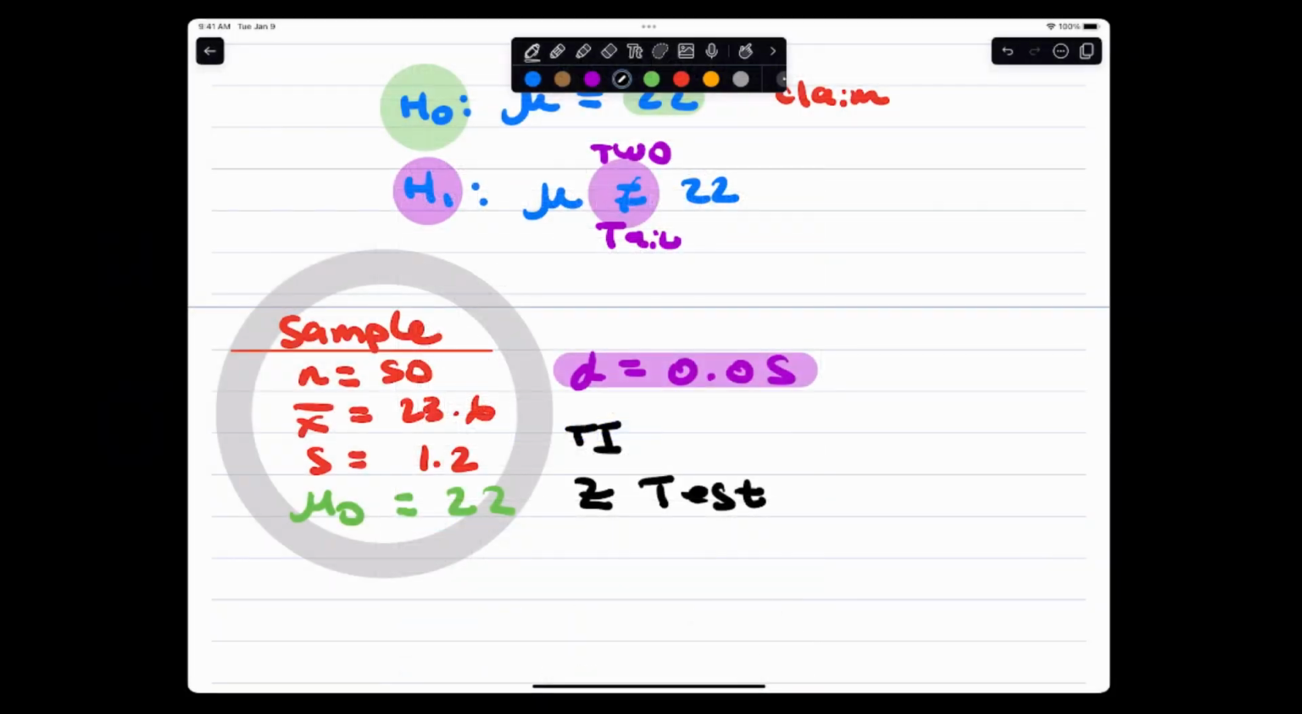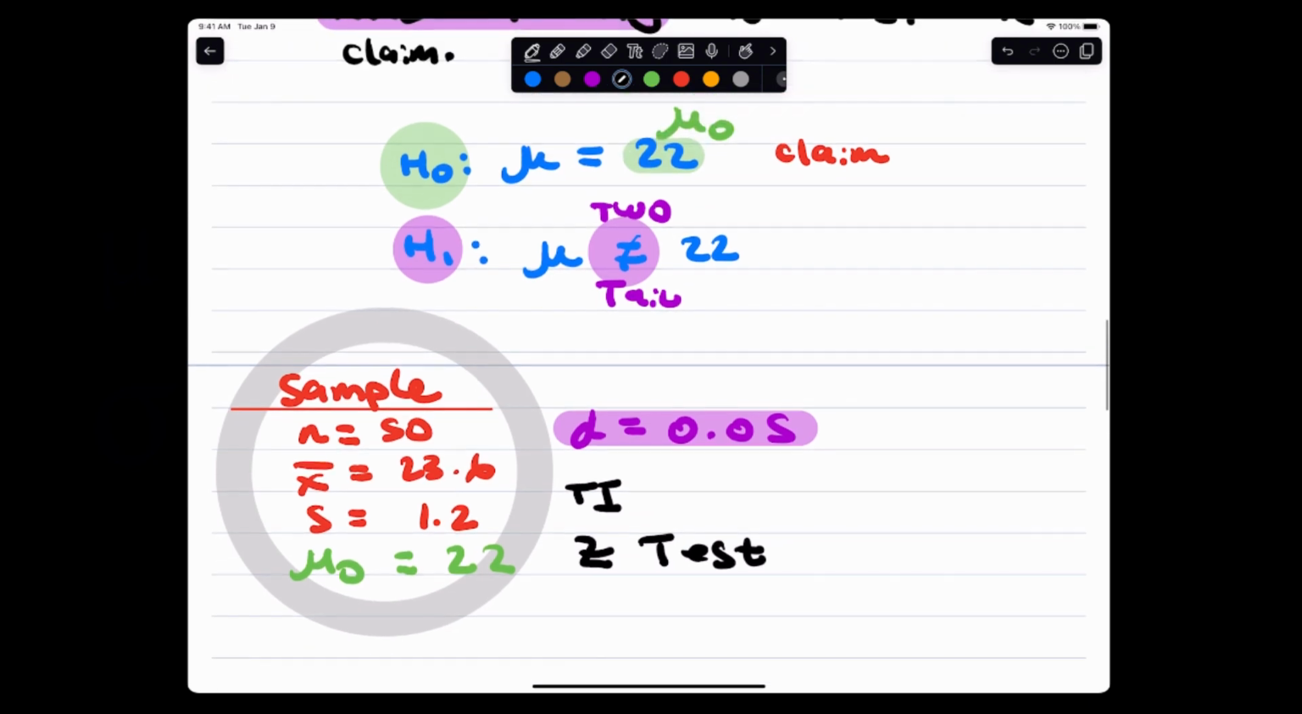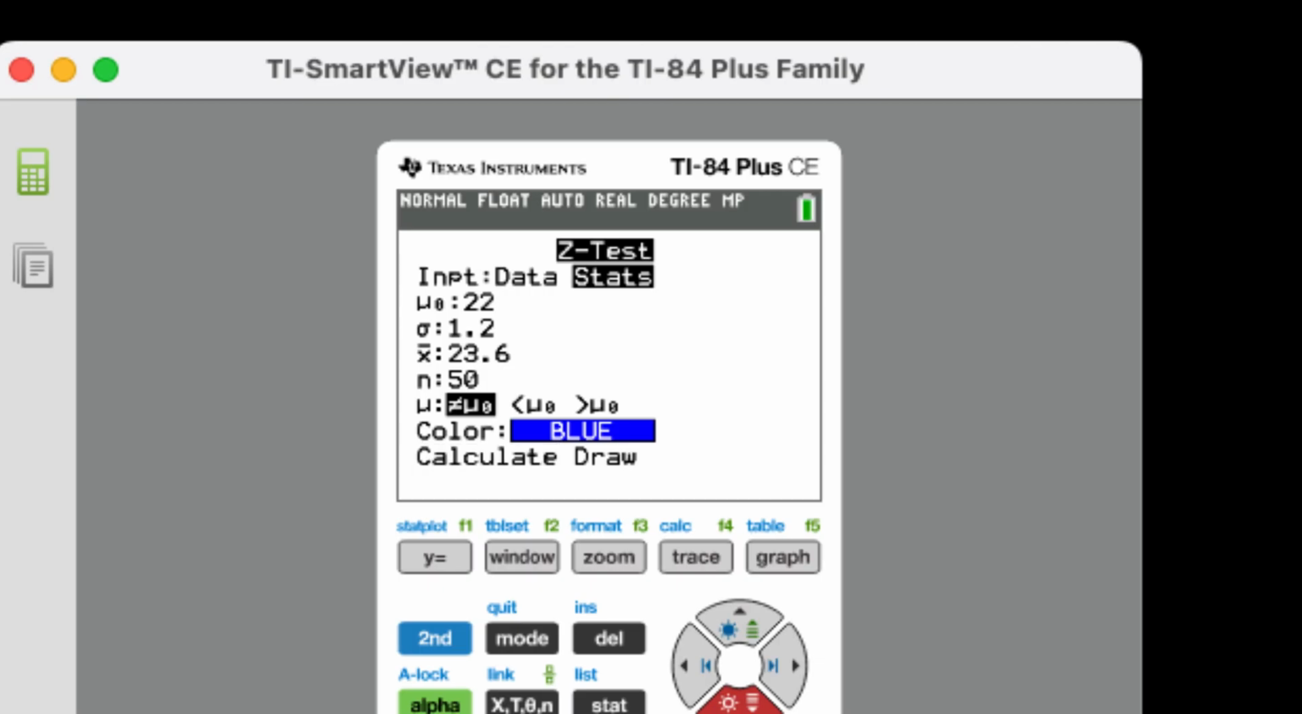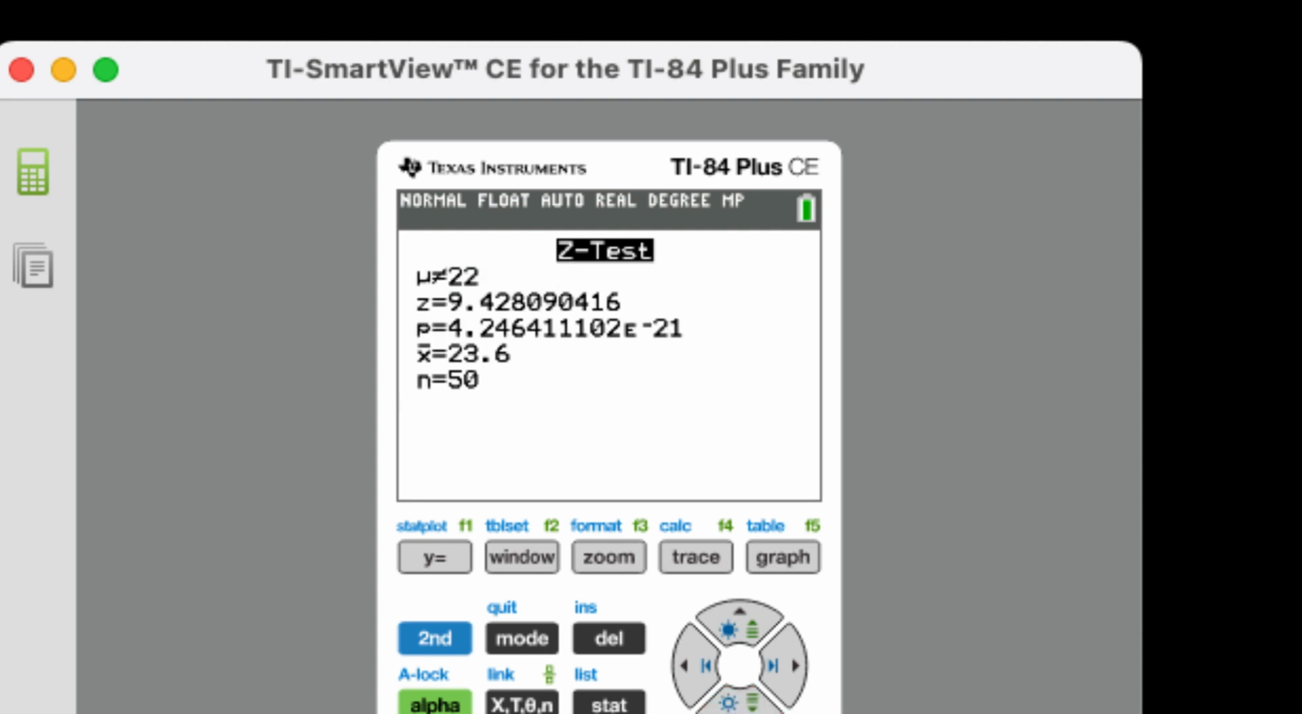So I want you guys to double check that everything that we put here is in the TI. This is why I put all the information. I highly recommend you write it down this way too. That way you remember what to do. Now hit calculate. Now we're going to look at the p-value. Is that true? And what do you guys notice about this p-value? Oh my gosh. What does that mean if it's e to the negative 21?